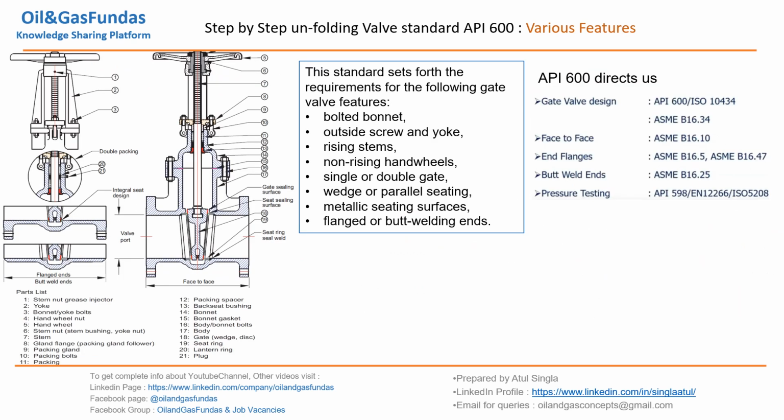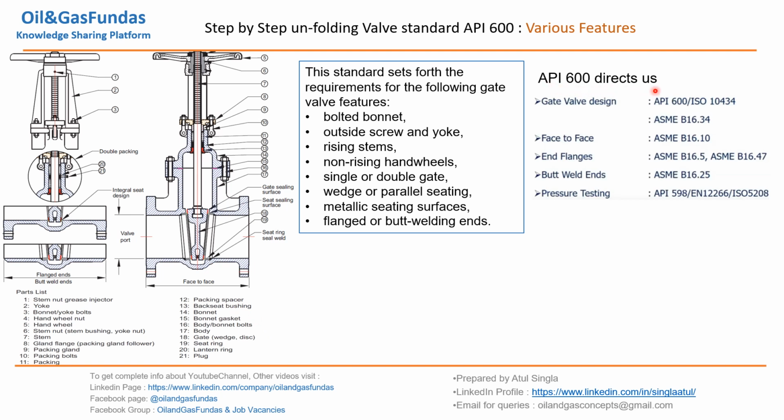So now, we are going to cover various features which are already there in gate valves. For example, the bolted bonnet, outside screw and yoke, rising stem. We are going to discuss each and every part in detail: non-rising hand wheels, single and double gate, wedge and parallel seating, metallic seating surfaces, flanged or butt welded ends. So these are a few of the valve features which we are going to discuss in detail, each and every part, in coming slides.